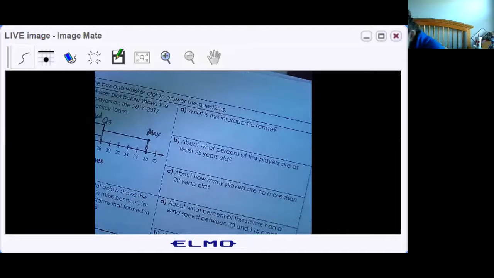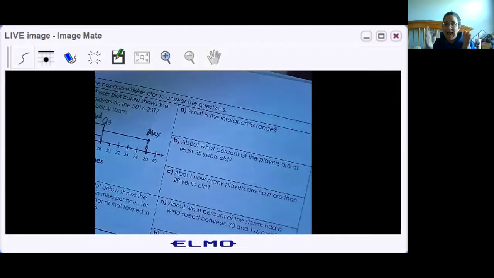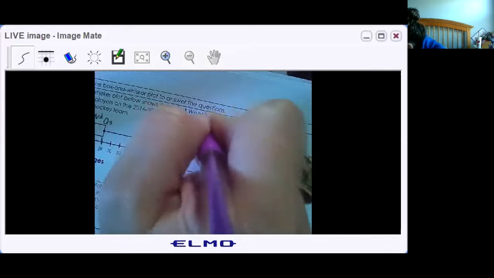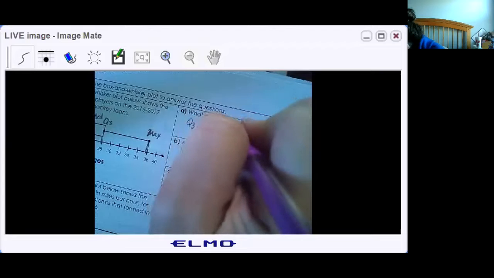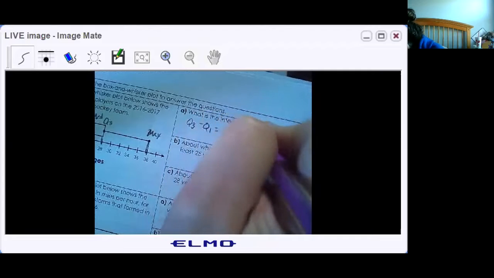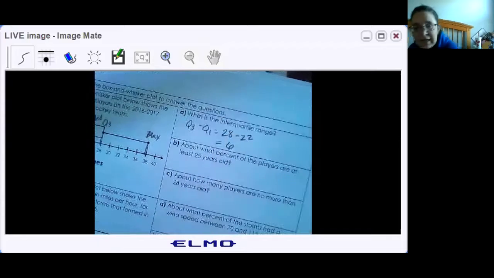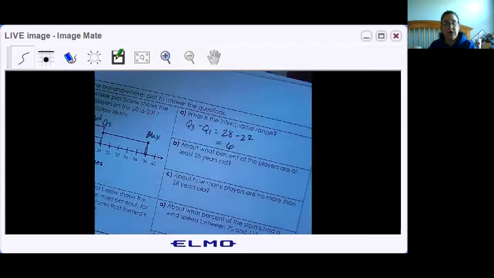What is the interquartile range? Well, as a reminder, interquartile range means how long is my box? How far is it from Q1 to Q3? So I'm going to do Q3 minus Q1. So I have 28 minus 22, and I get 6. So my interquartile range, my IQR for this box and whisker plot, is 6.